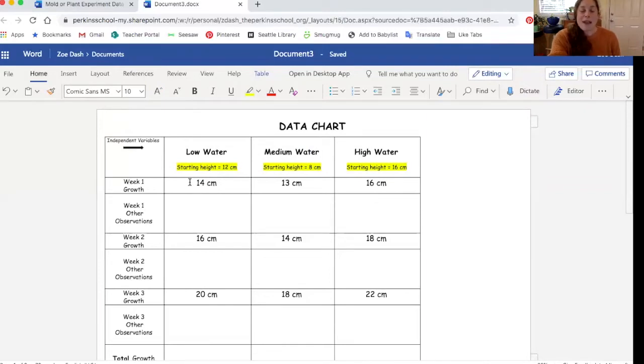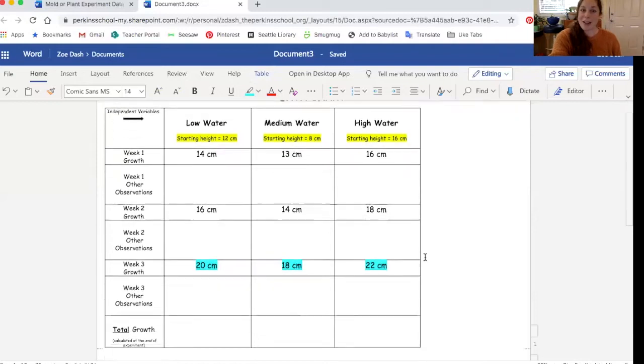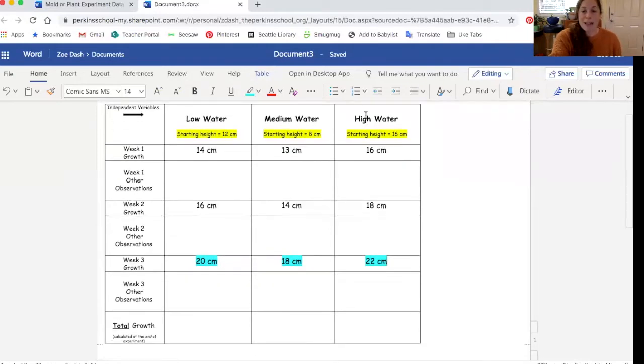And then every week I measured how tall these plants were. And if you just look at the week 3 growth numbers down here, let's make all of those blue so we can see them. You might say to yourself, oh my goodness, the plant that I gave high water to got the tallest. It's 22 centimeters. So my conclusion is giving plants a lot of water, a high water amount, makes them grow the tallest.